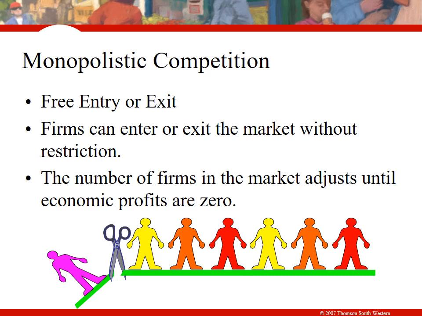The number of firms in this type of market, in a monopolistically competitive market, will adjust until economic profits are zero, which we also call normal profits. So firms will enter and exit. They will come and go until economic profit is zero. That is important. We'll look here in a moment. We're going to look at the graphs of how we know that.